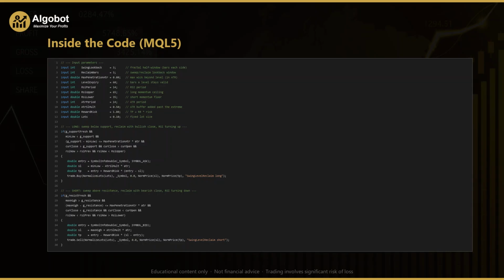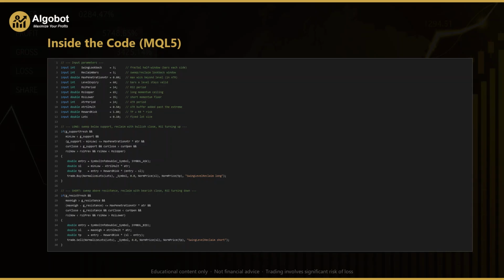The condition checks that support is fresh, that the lowest low of the window dipped below support, and that the penetration stayed within max penetration ATR times ATR. It also requires the current bar to close above support, to close higher than it opened, and for RSI to be rising while below the upper threshold.